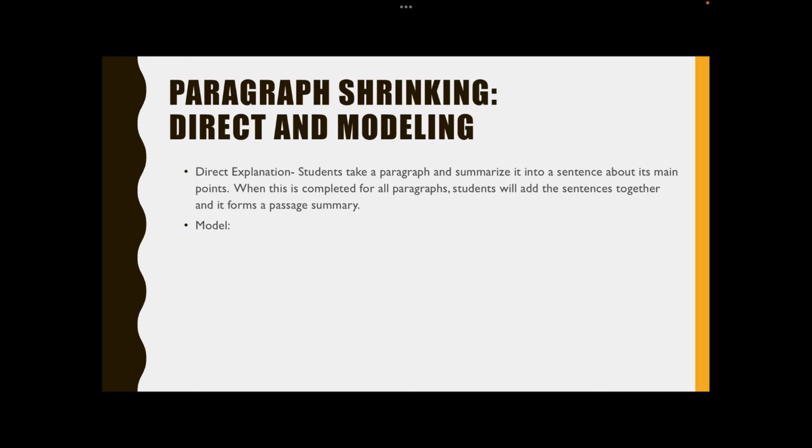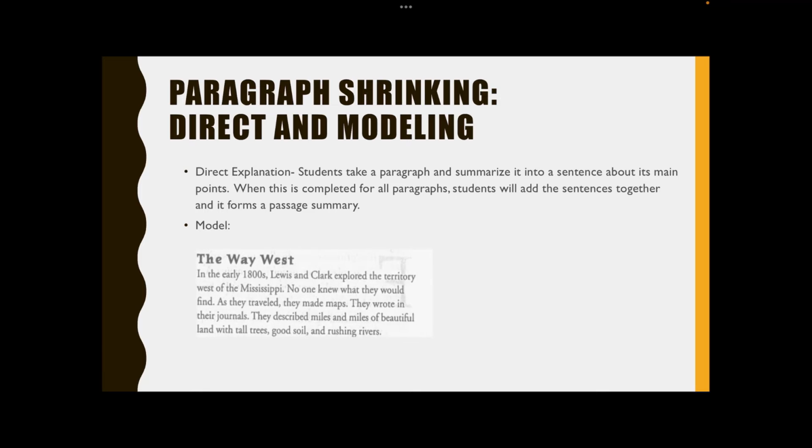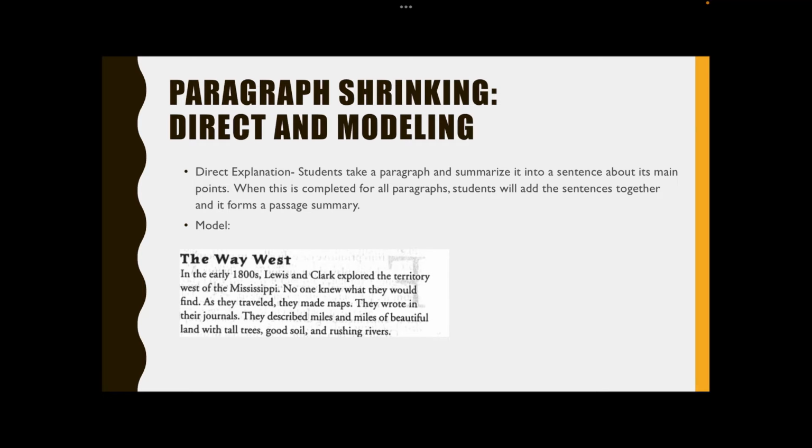So we're going to go over our first example. Okay, so the way west. In the early 1800s, Lewis and Clark explored the territory midwest of the Mississippi. No one knew what they would find. As they traveled, they made maps. They wrote in their journals. They described miles and miles of beautiful land with tall trees, good soil, and rushing rivers.